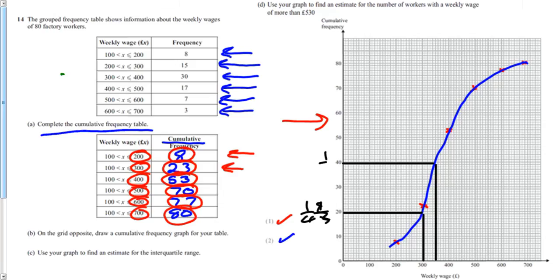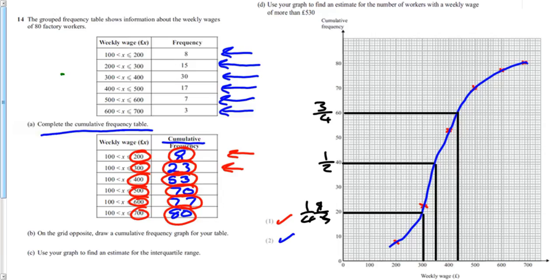We've got a half. So we need to find 3/4. So 3/4 will be here at 60, because it's going up 20, 40, 60. So go across to 3/4. So go across to your graph, and then go straight down. And then that looks to me like 440.